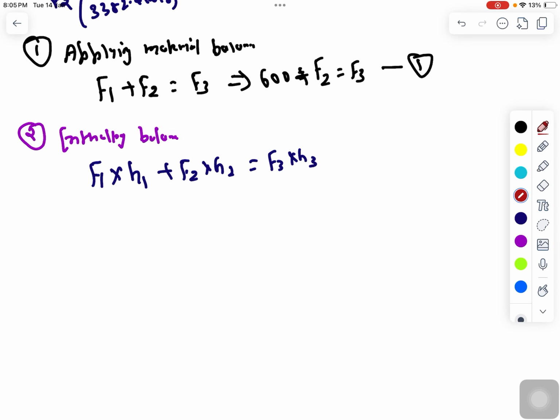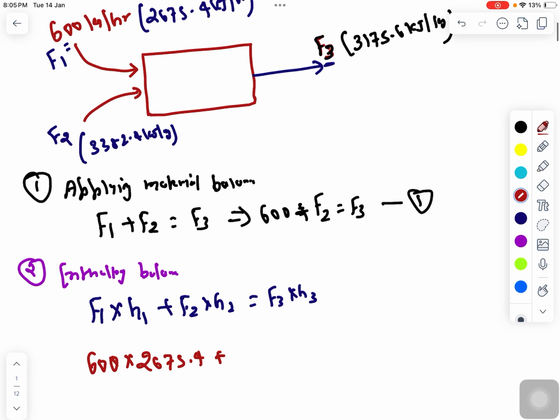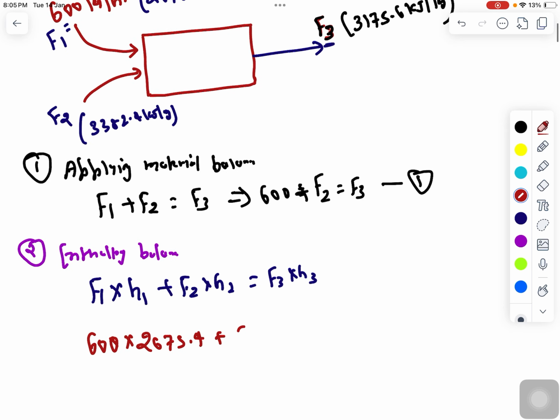So what is F1? F1 is 600 multiplied with, and H1 is given, 2675.4. So you can write 600 into 2675.4 plus, again, you can see the enthalpy units are the same for all the streams. That's why there is no confusion about these things, but it may be possible that they can change the units of enthalpy, so you have to take care of that also. So again you can write F2 multiplied with 3382.4, that is equal to F3 multiplied with 3175.6. So this one is our second equation.